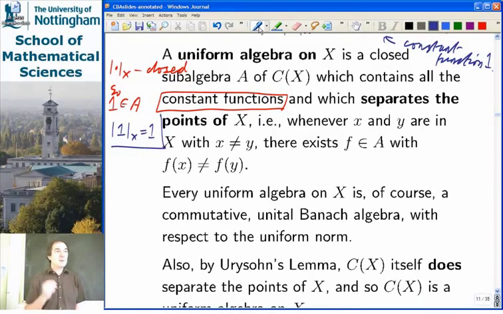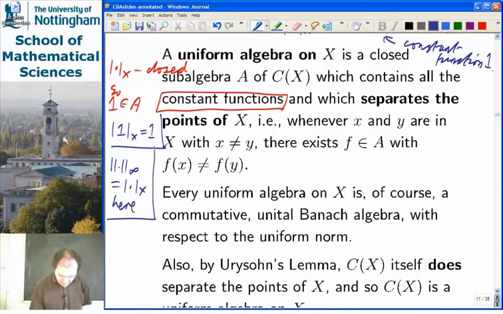I don't mind, by the way, which notation you use for the uniform norm. You can use norm infinity or mod sub x. The advantage of the mod sub x notation is that you can sometimes use it if you want to see how big the function is on some subset rather than on the whole space. So you could use mod sub something else to say how big the function gets on some subset or other.